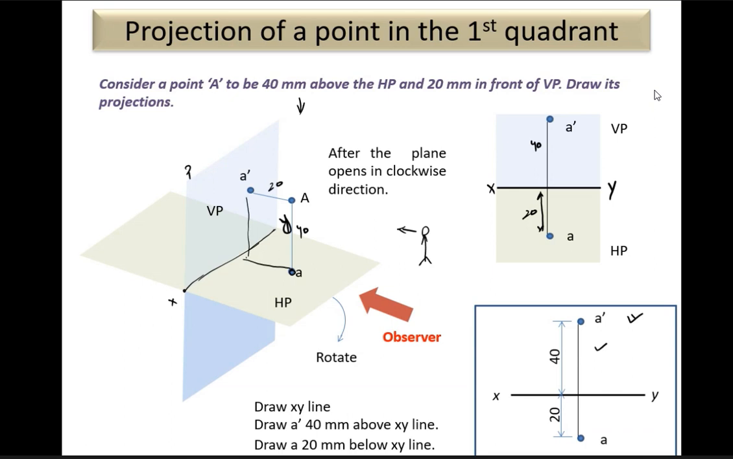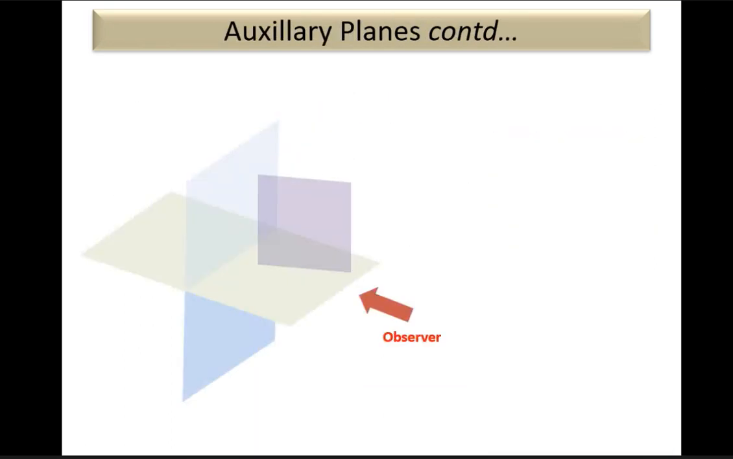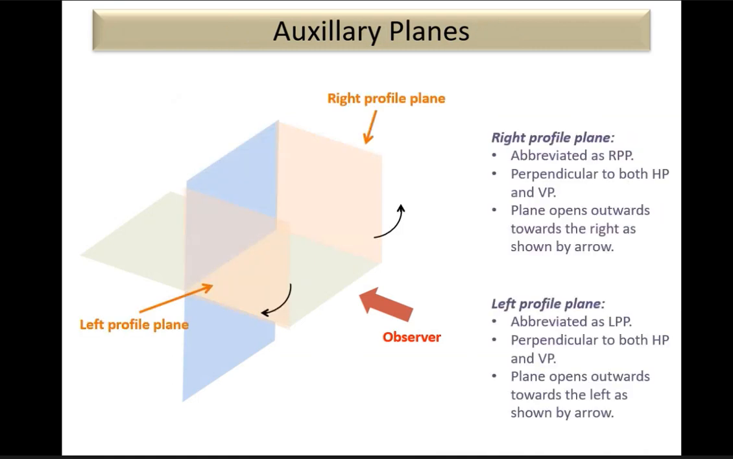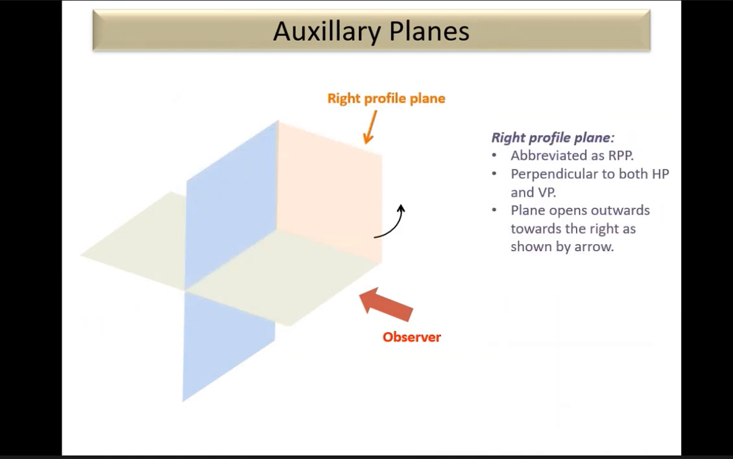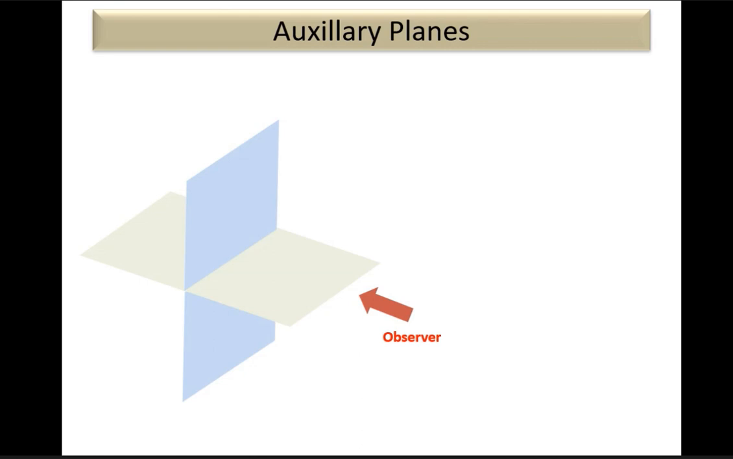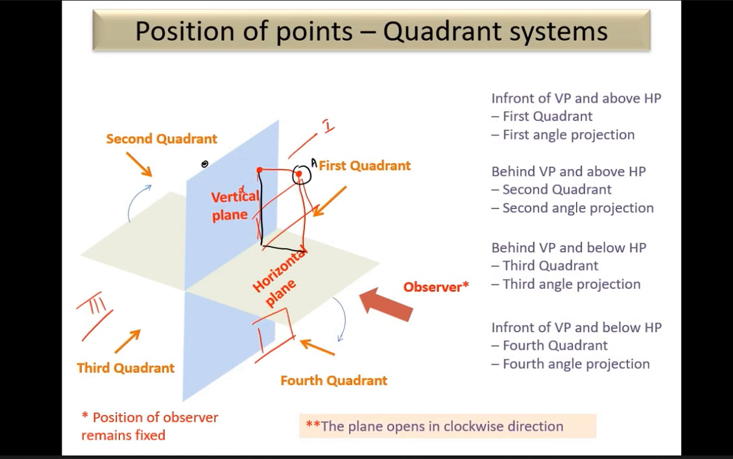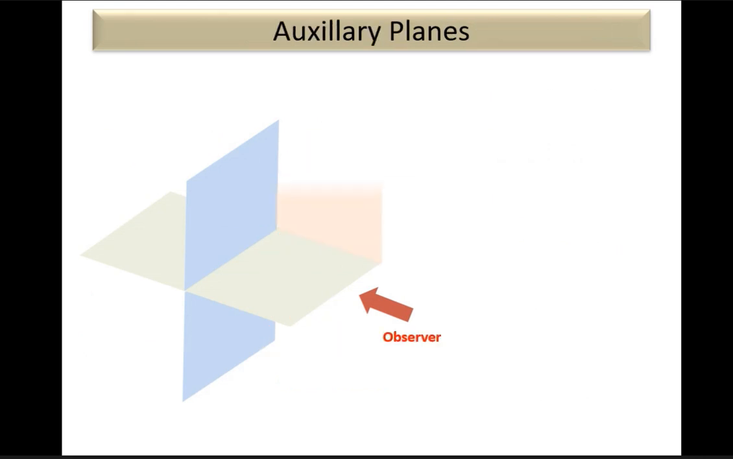So let's go back and just look at what the other auxiliary planes are. These are the two principal planes we are talking about, and we have discussed the case in the first quadrant, and similarly we are going to discuss the case for the second, third as well as fourth quadrant. But first we'll see there are other planes also. We call them auxiliary planes. So this is the right profile plane.